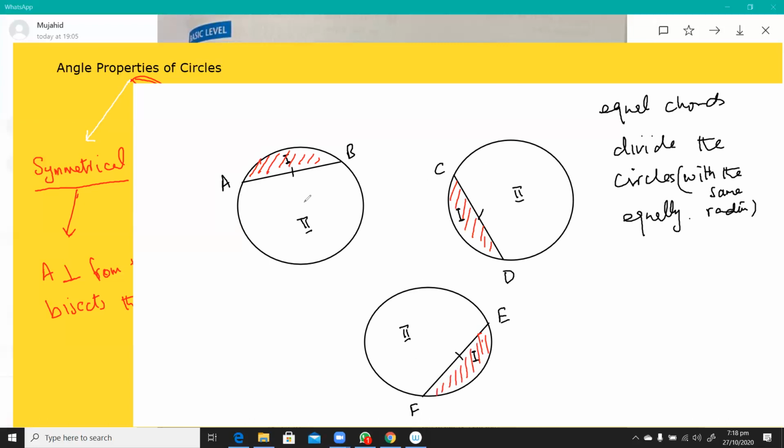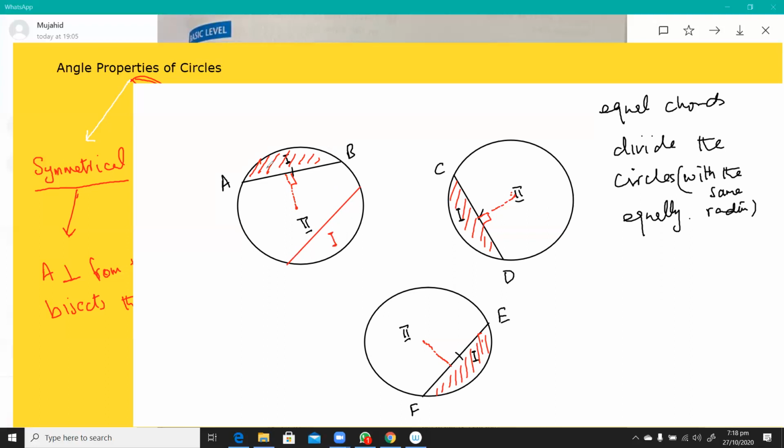Now, the second symmetrical property tells us that if you have equal chords, then they are equidistant from the center. So the center here, this distance and this distance are going to be the same. Now imagine, Malaika, if this length is AB and I draw the same length line over here inside the same circle, can I say that this is also going to be the region 1?